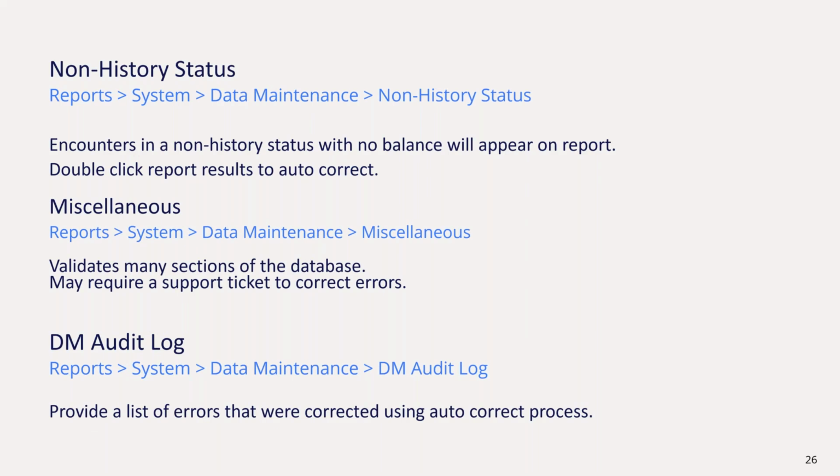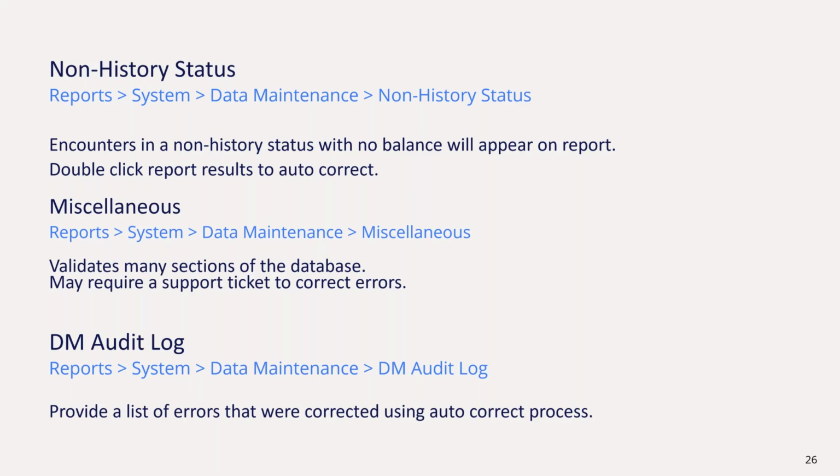The fourth report to run is a non-history status report. This can be accessed from reports, system, data maintenance, non-history status. This report does the opposite of the history status report. It checks all encounters in non-history status to make sure they have balances. If any data appears on this report, you can double-click it to correct the errors.